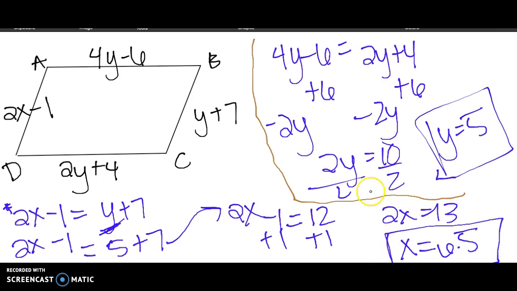Okay, so in that kind of equation, you have to find the equation that you can solve first. It'll be the one that has the same variable on both sides. Do that first, then you can plug in that value to solve for the other variable, either x or y. That's it.